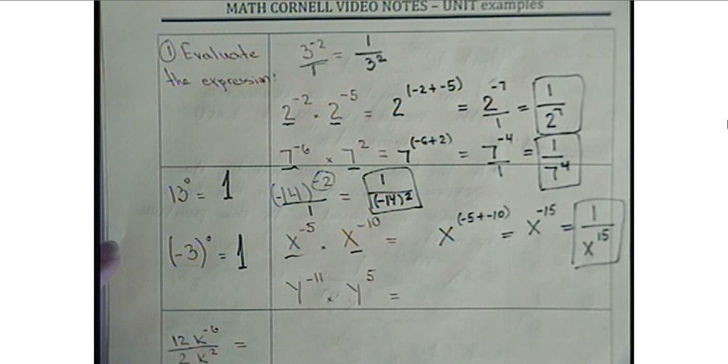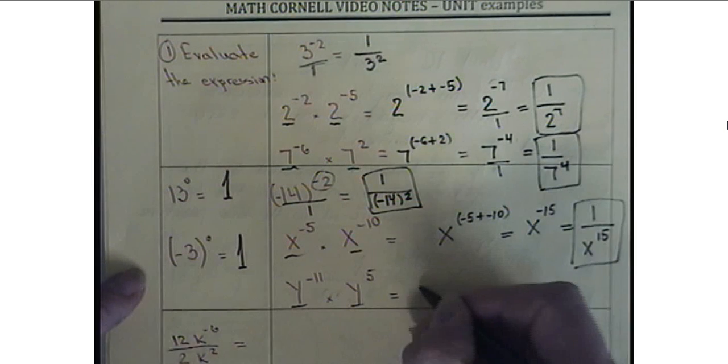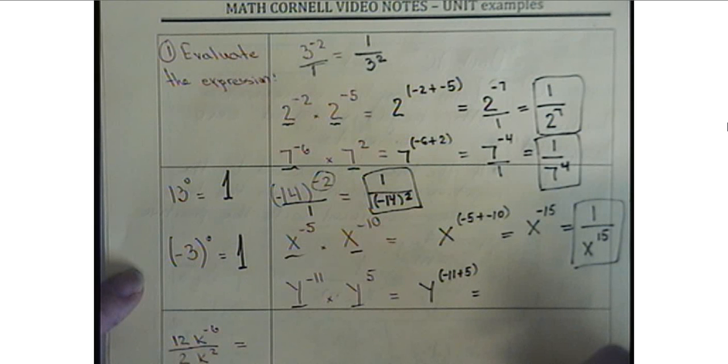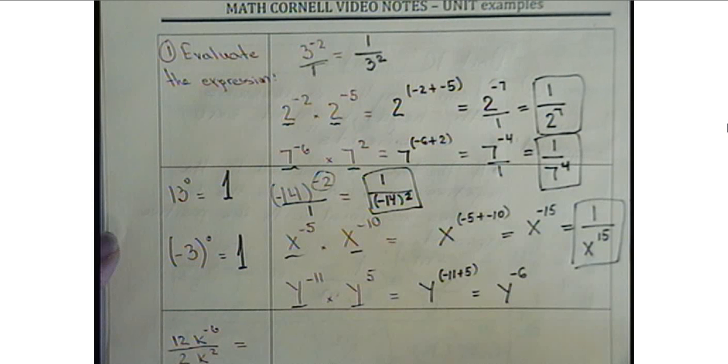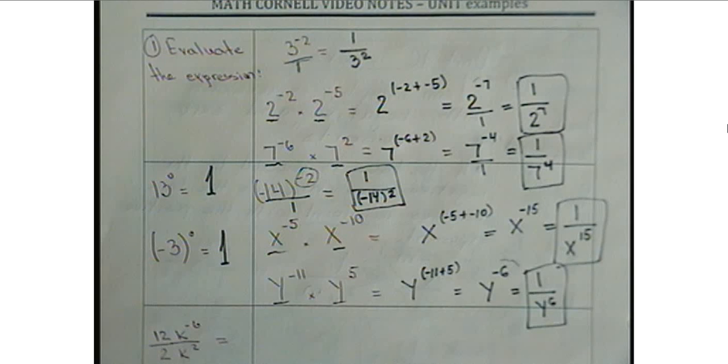Another example. y to the negative 11 times y to the 5th power. So the base is y, and negative 11 plus 5 will be equal to y to the negative 6. We need to convert this to a positive, so it will be 1 over y to the power of positive 6. Final answer.